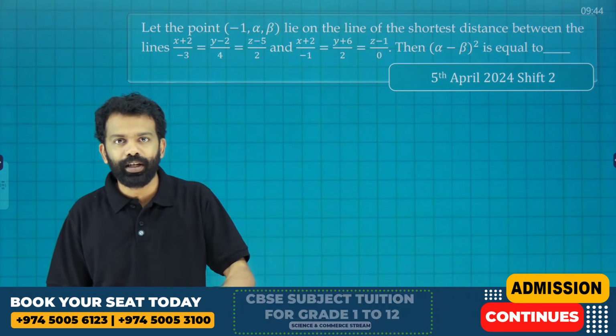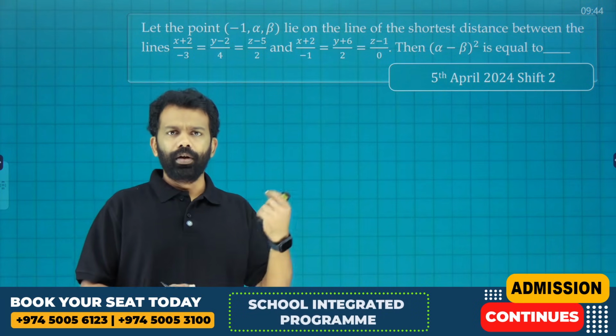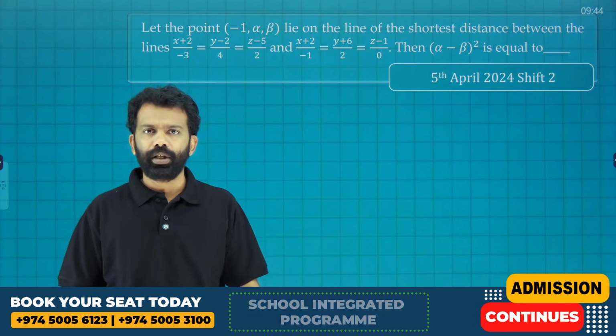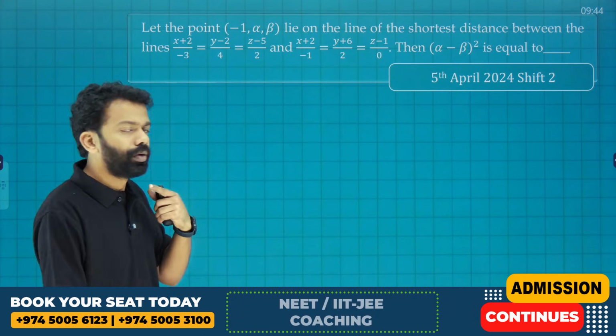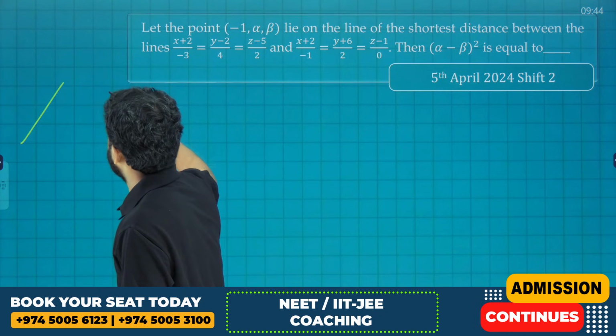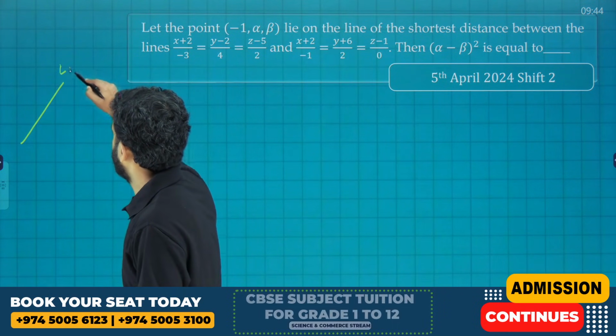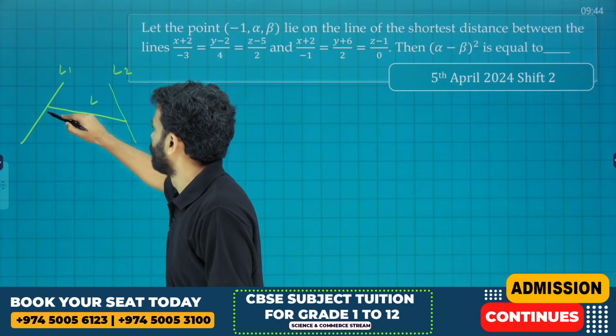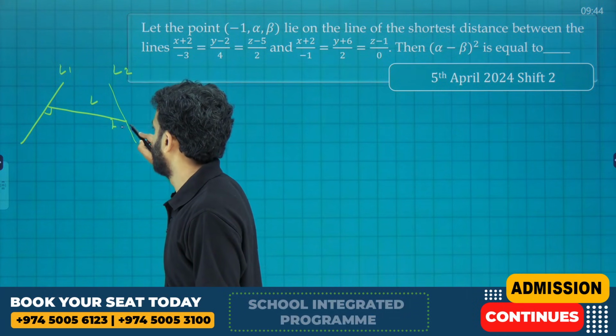To find the equation of any line in 3D, we need to have a point through which the line passes and the direction ratios proportional to that line. So let's start doing the question from here itself. We can consider these two lines as L1 and L2. Our parent line, we can take it as L. Assume that it is a right angle.